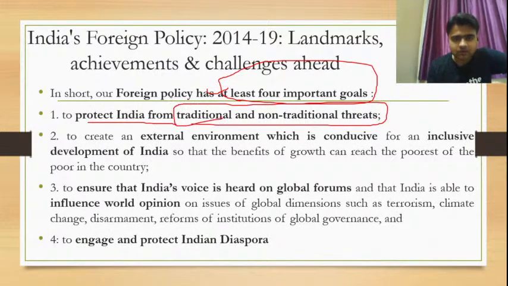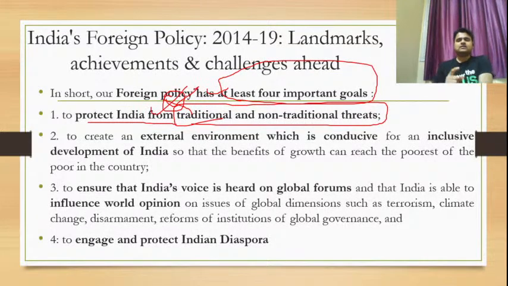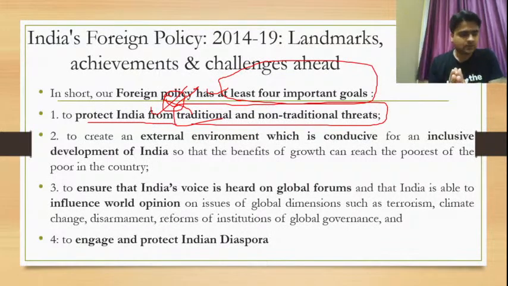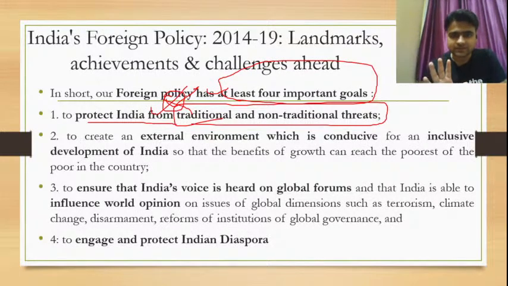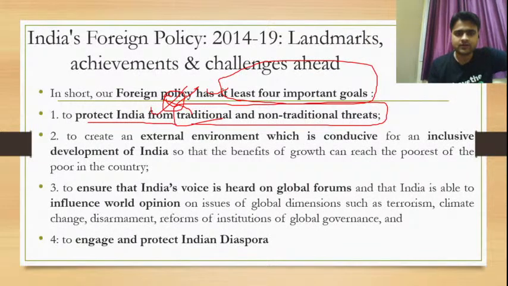The first is to protect our country from traditional and non-traditional threats. Now give me an example of traditional and non-traditional threats. Fine. In the comment section, give me examples. I am also trying to develop a culture of peer review. If some of you are not able to recall examples and other people are giving very good examples, try to make a note of it. Ultimately, the more examples you write, the more marks you will get. The concept is so simple. So give me an example of traditional and non-traditional threats. This is one important goal of our foreign policy.